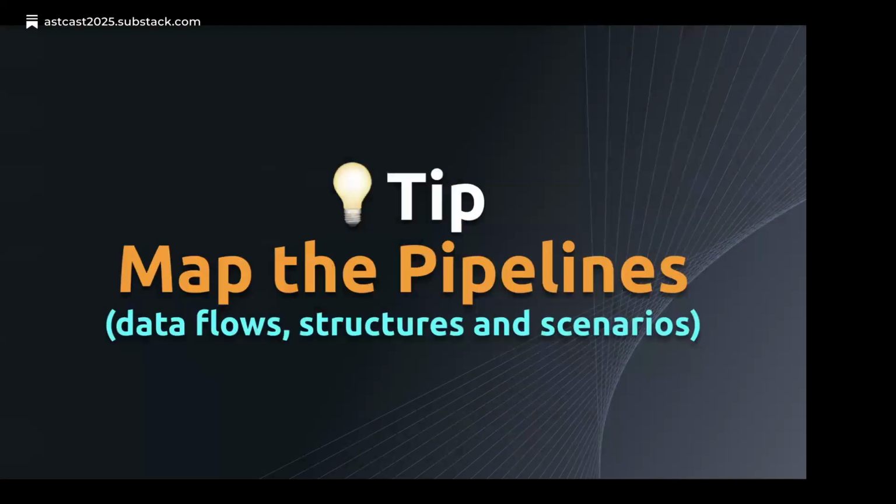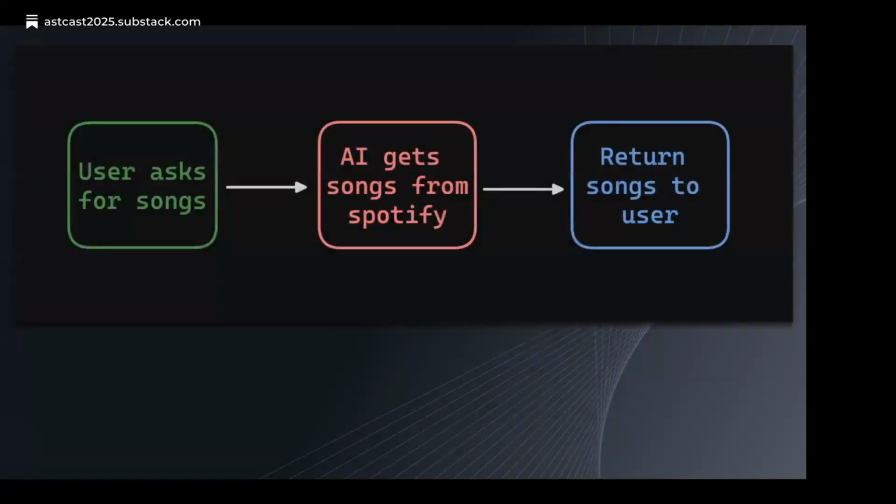All right, so the next tip is mapping the pipelines. You've now heard in multiple presentations that visualizing things and having conversations, iterating, modeling, these things are very useful. They're very valuable. Why? Because you get an understanding and alignment with the rest of your team of what the actual things are. So for example, let's say I drew this. The user is going to ask for a song, AI is going to get songs, and then return the songs to the user. Great model, right?